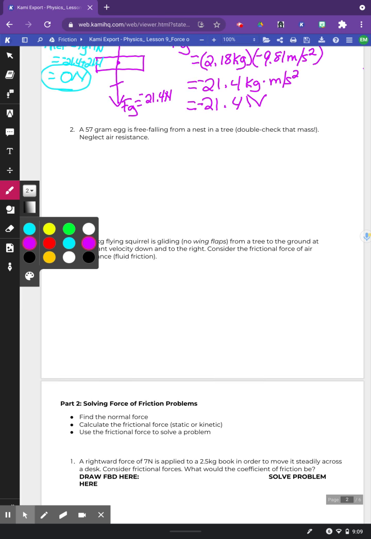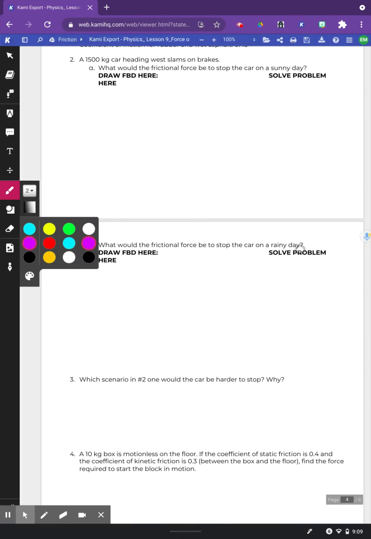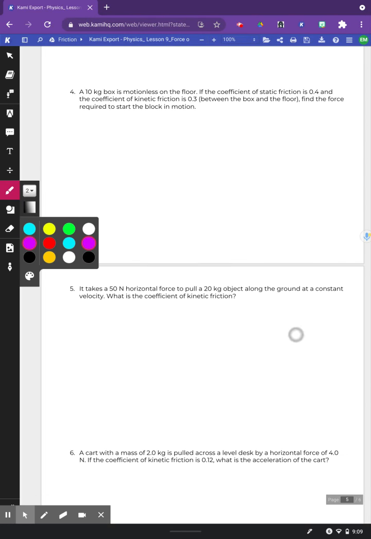All right, so let's head down. And the next problem that I'm going to do for you is going to be number 5. So in this problem, let's read the problem first. It says it takes a 50 Newton horizontal force to pull a 20 kilogram object along the ground at a constant velocity. What is the coefficient of kinetic friction?